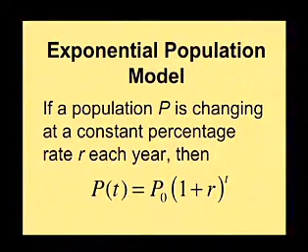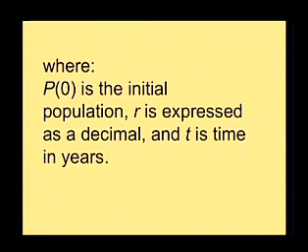Exponential population model. If a population P is changing at a constant percentage rate R each year, then the population at time T is equal to the initial population, P sub naught, times the quantity 1 plus R raised to the power of T, where P of 0 is the initial population, R is expressed as a decimal, and T is the time in years.